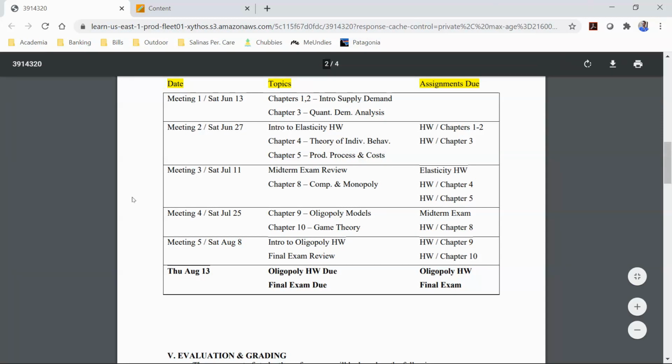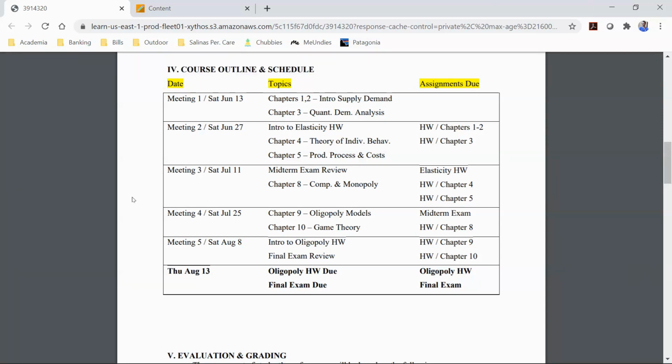Okay, and then I'll also get this video up sometime today, so you can refer to that if you need to, or any of the oligopoly, Cournot, Stackelberg, game theory examples that you need for the homework.